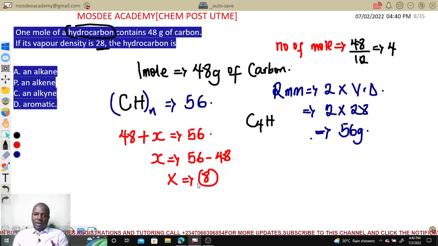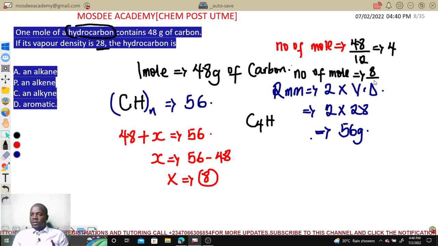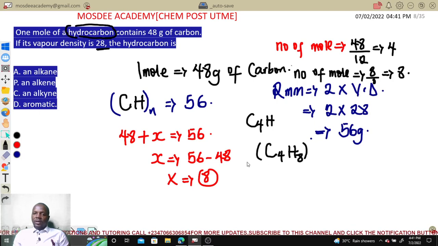Then H, I want to get this now. I will also use the same formula, number of moles of hydrogen. I hope you are following. The mass of hydrogen is 8, the molar mass of hydrogen is 1. Hydrogen is H, please note that. So I am using 8 over 1, which is 8. So the hydrocarbon is C4H8. So if you have C4H8, please keep it in mind.